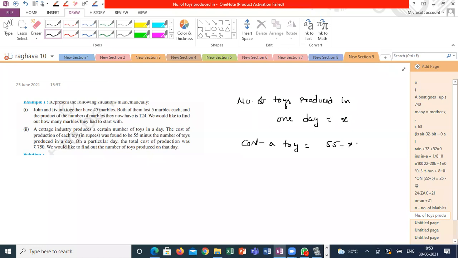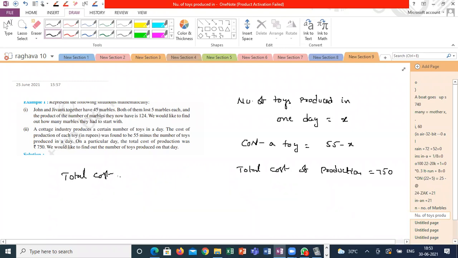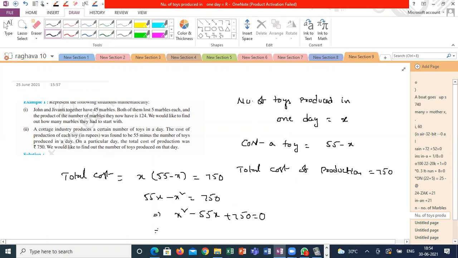55 minus X. So total cost of production on that particular day is 750. That means total cost will be equal to number of toys into cost of each toy. So toys is X, cost of each toy is 55 minus X, that will be equal to 750. So 55X minus X square is equal to 750. This will be X square minus 55X plus 750 is 0. How to do this question?